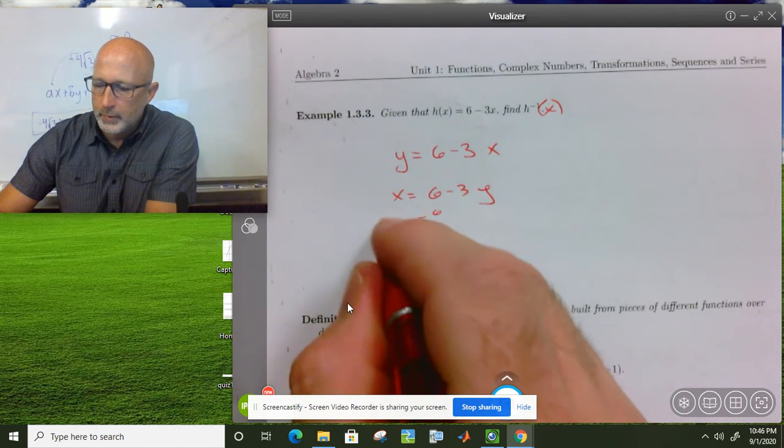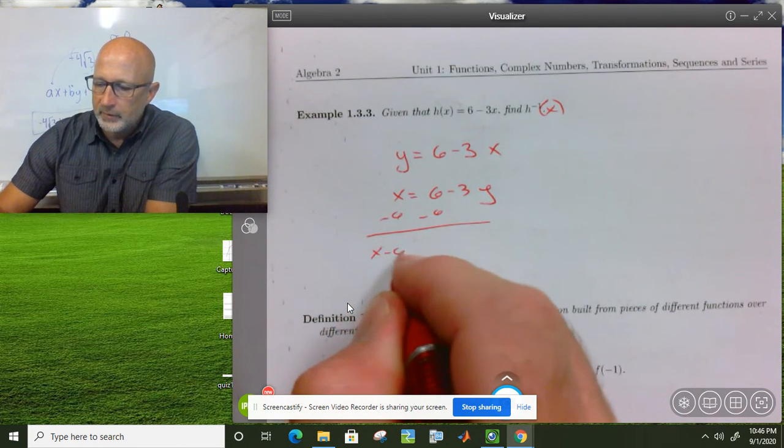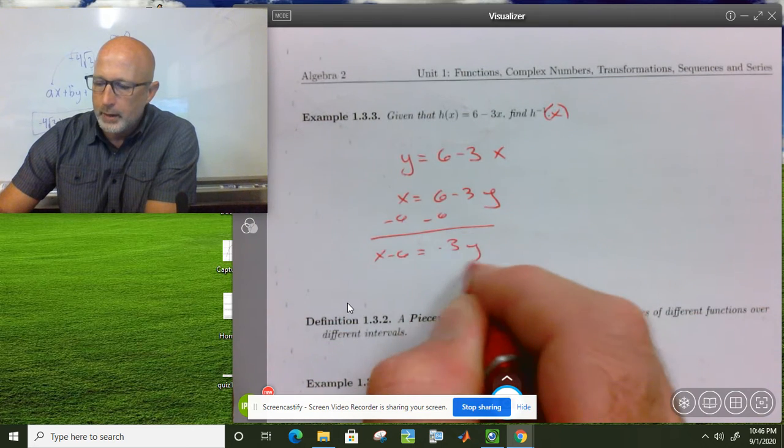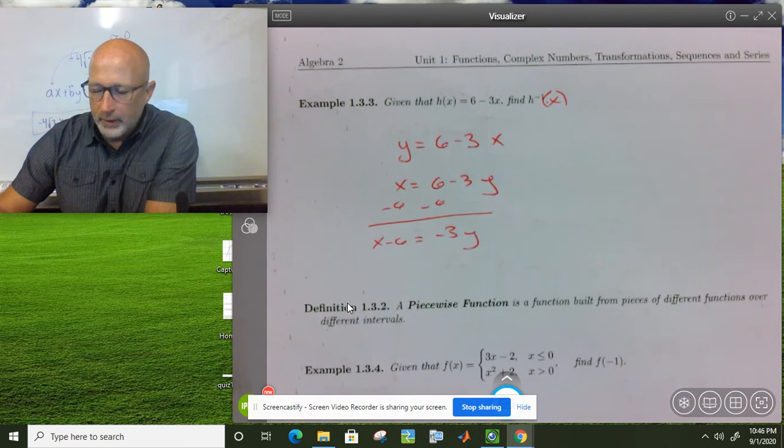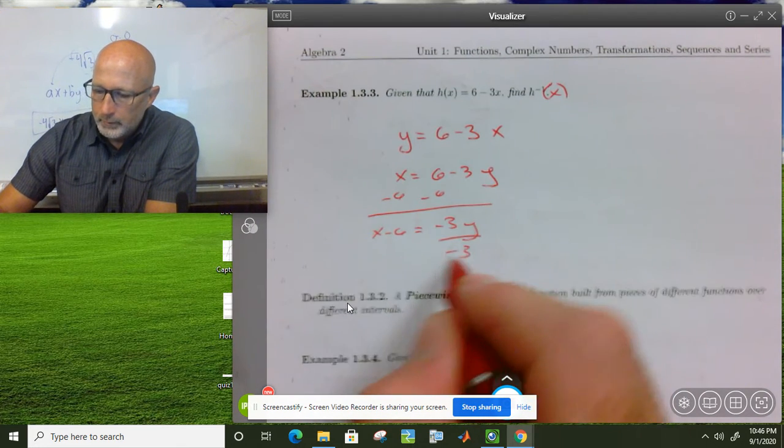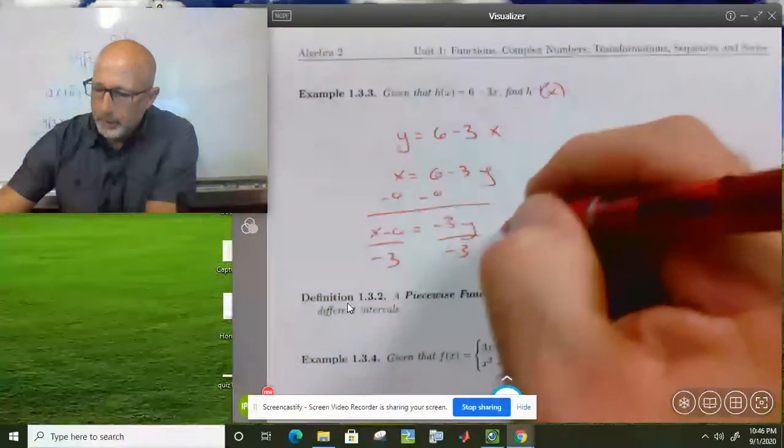So minus 6, x minus 6 is equal to negative 3y. And then divide both sides by negative 3. Let's go up here again.